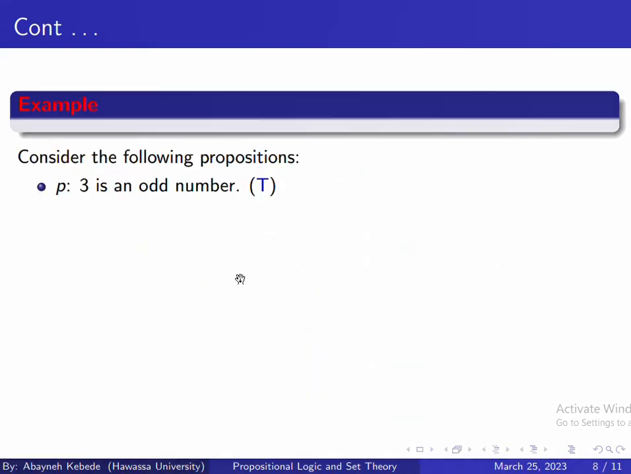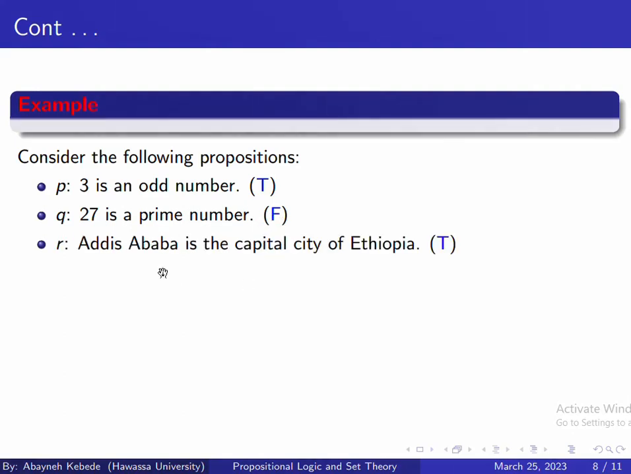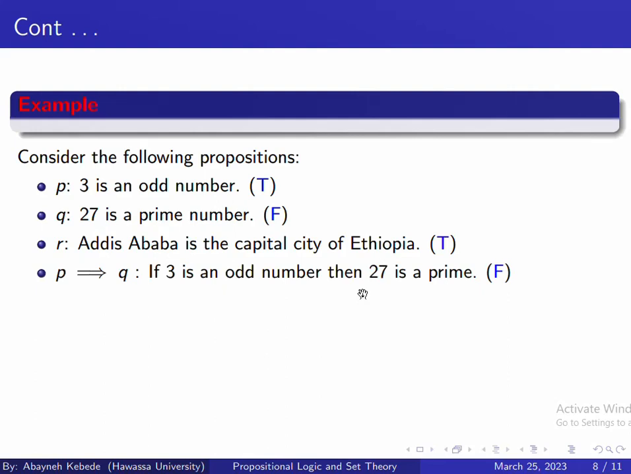Example. Consider the following propositions. Let P be: 3 is an odd number, which is true. Q: 27 is a prime number, which has truth value false. R: Addis Ababa is the capital city of Ethiopia, which has truth value true. So P implies Q can be written as: if 3 is an odd number, then 27 is a prime.